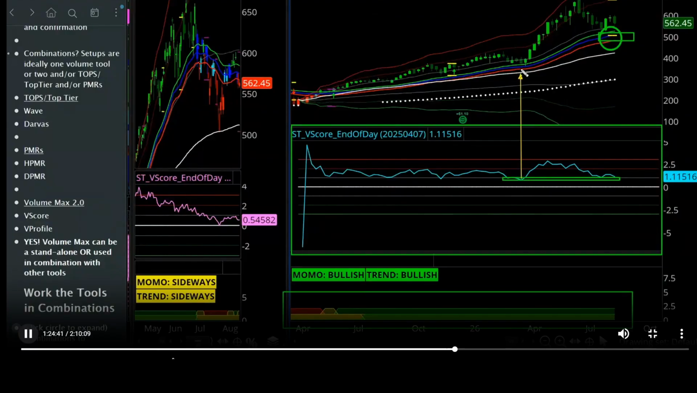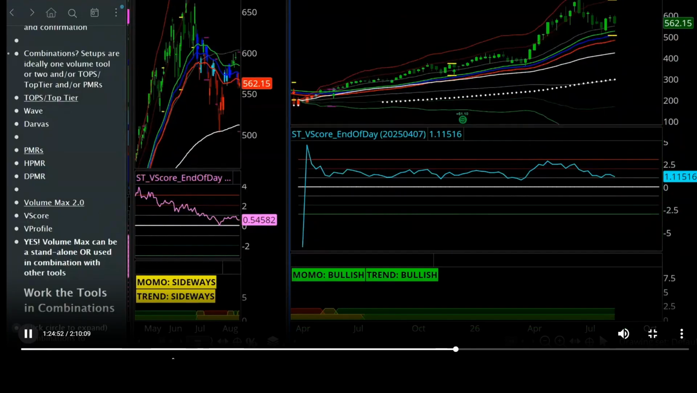Here's a VScore bottoming out and the wave, right? VScore bottoming out. I think we touched the wave. We're really close. So I'd really like to see the Darvis if I'm going to buy this long term. All right. Let's see here.